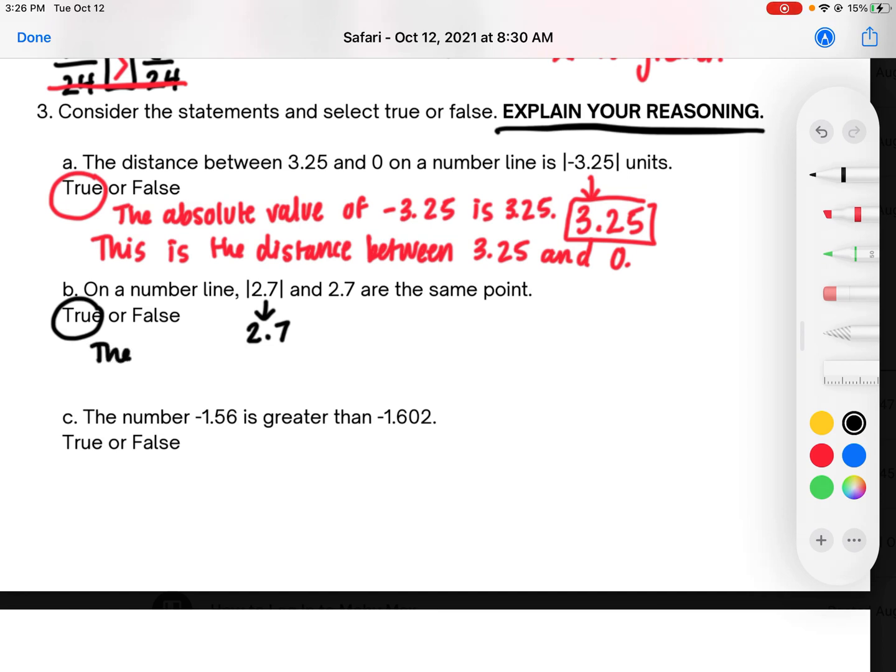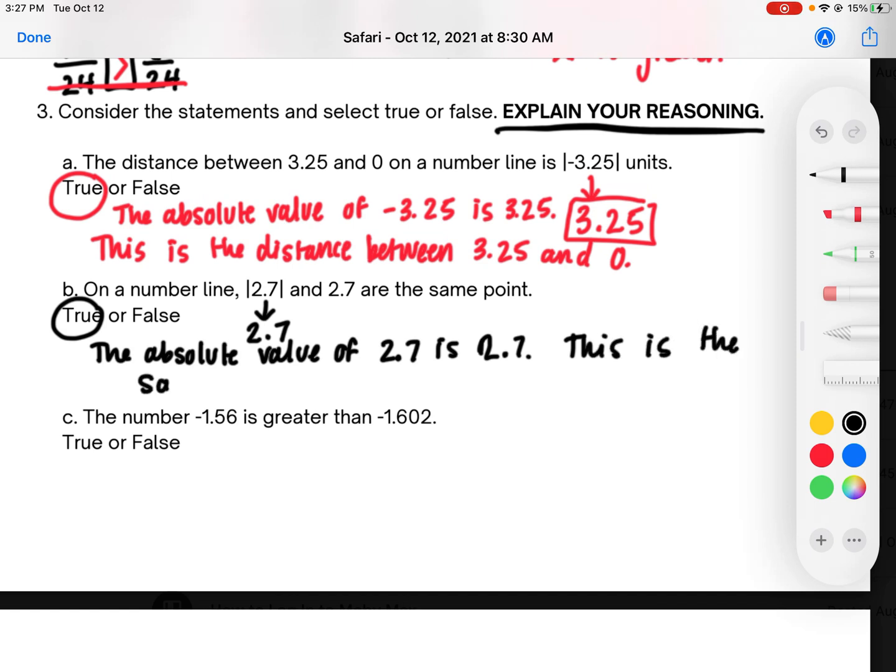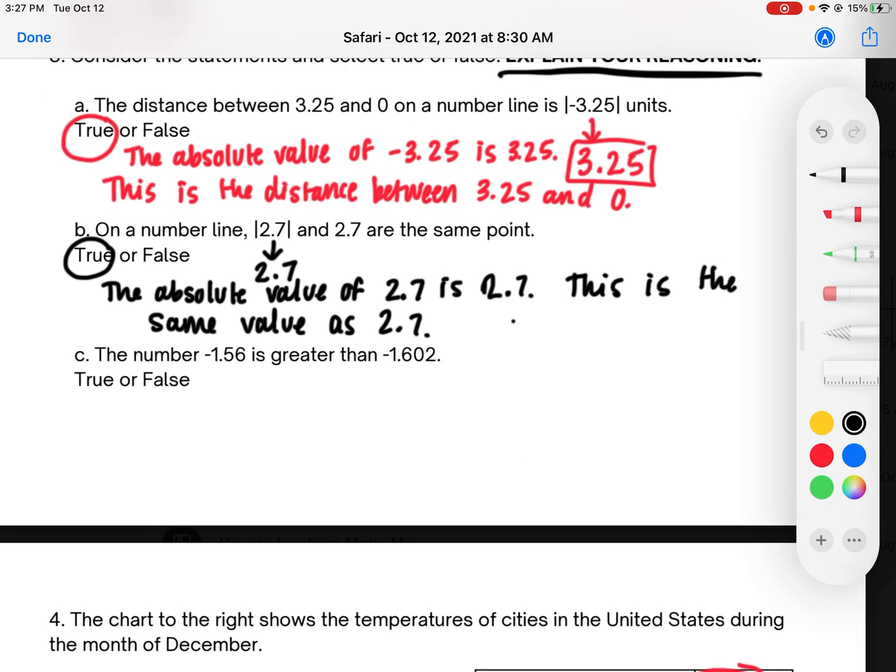So we can once again say the absolute value of 2.7 is 2.7. This is the same value as 2.7. All right, and go to this last one.